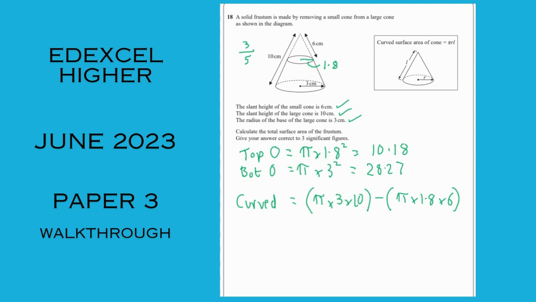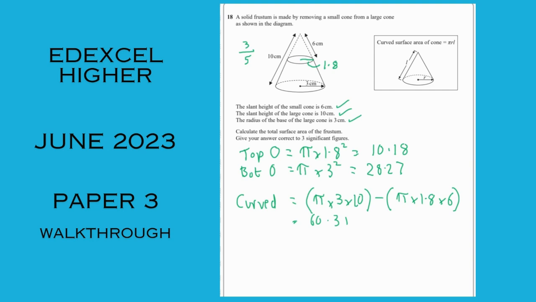Here, I'll shorten things up because that's 30. Take away 6 lots of 1.8, that's 10.8. And obviously then we can just multiply it by pi. So the curved, I'm getting as being 60.31.